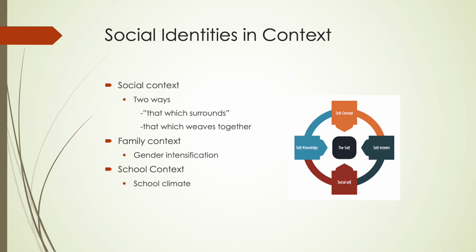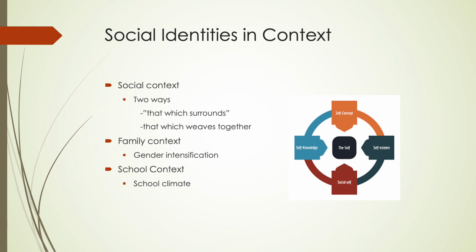Social identities in context. The term context has been used in two ways by researchers. One is that which surrounds, and the second one, which weaves together. School age children are surrounded by others belonging to social identity groups. These groups can be parents, brothers and sisters, teachers, and peers.